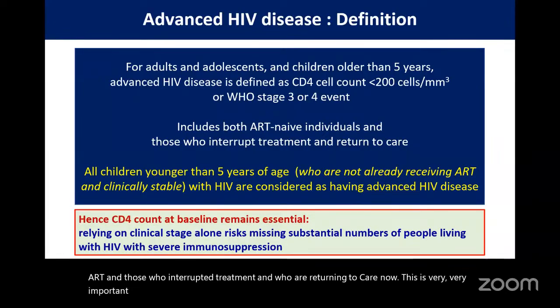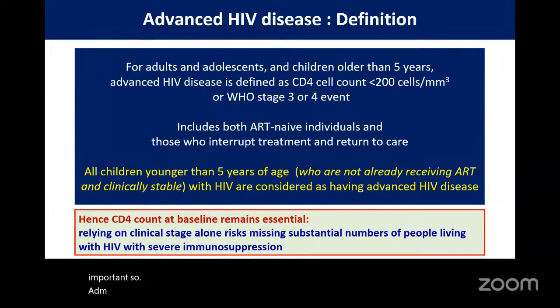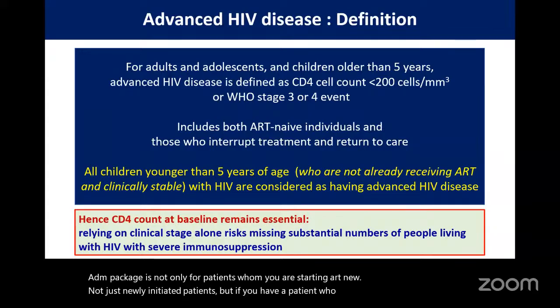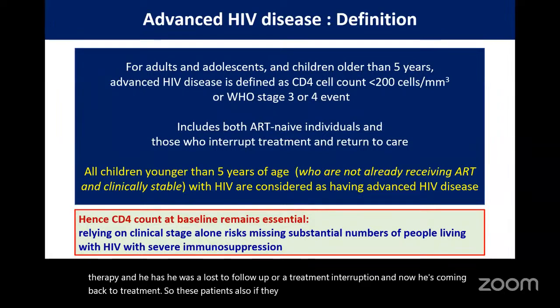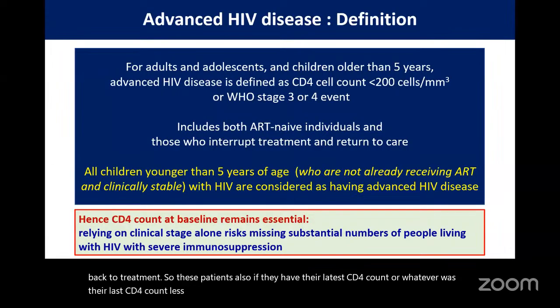So, the AHD package is not only for patients whom you are starting ART new, not just newly initiated patients. But if you have a patient who is already on antiretroviral therapy and he was lost to follow up or had a treatment interruption, and now he is coming back to treatment, these patients also, if their latest CD4 count, or whatever was their last CD4 count, is less than 200, you will definitely put on this package of care and see what all the patient needs to get.